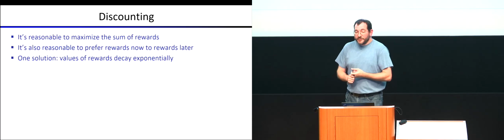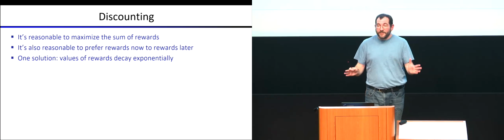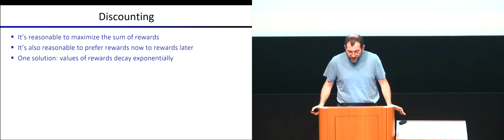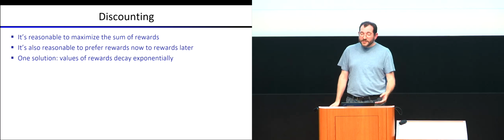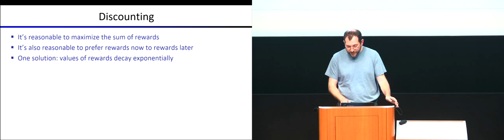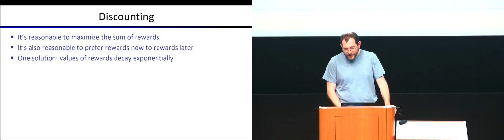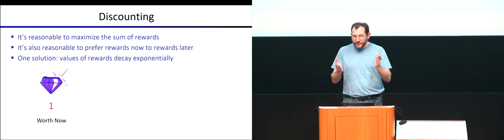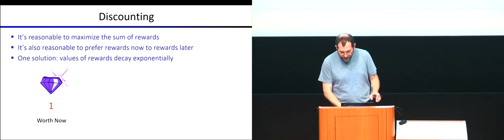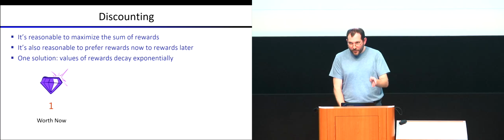So, it's reasonable to maximize the sum of your rewards. In fact, that's what we've been doing so far with grid world. It's also reasonable to prefer rewards now to rewards later. One solution to capturing these different reasonable utility functions is to say that the values of rewards are going to decay in an exponential way. So for example, here's a reward, and if you get it now, it might actually be worth 1 right now. But if that same reward is in the future, it could be worth the same, then you would just be summing rewards, or we can penalize it.